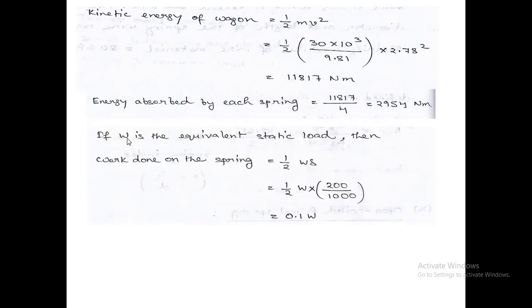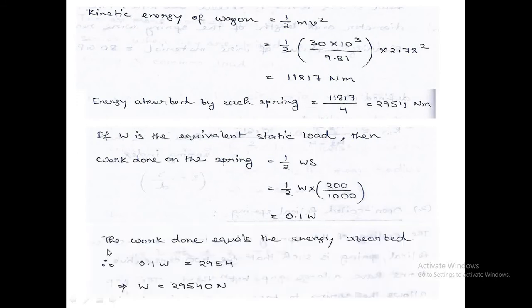Now let us consider W is the equivalent static load, then work done on the spring will be equal to half W delta. So half W into delta is equal to half W into 200 divided by 1000, so it will be 0.1 W. Next, work done equals the energy absorbed. Therefore 0.1 W will be equal to 2954, the energy absorbed. From here we find W, which is equal to 29540 newton.